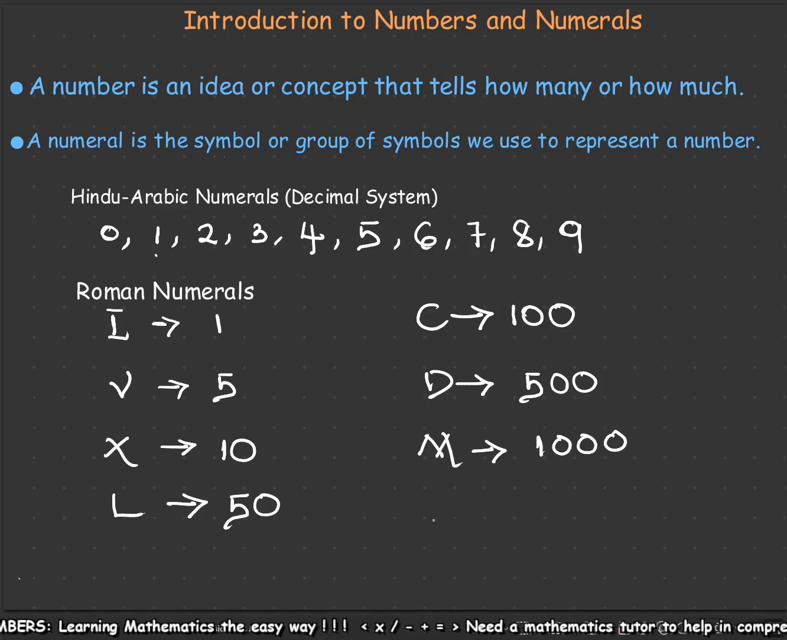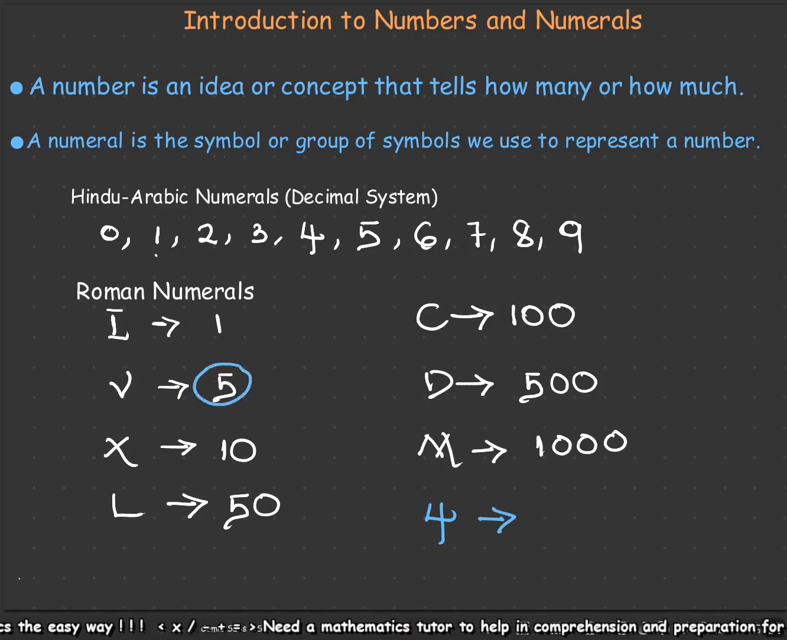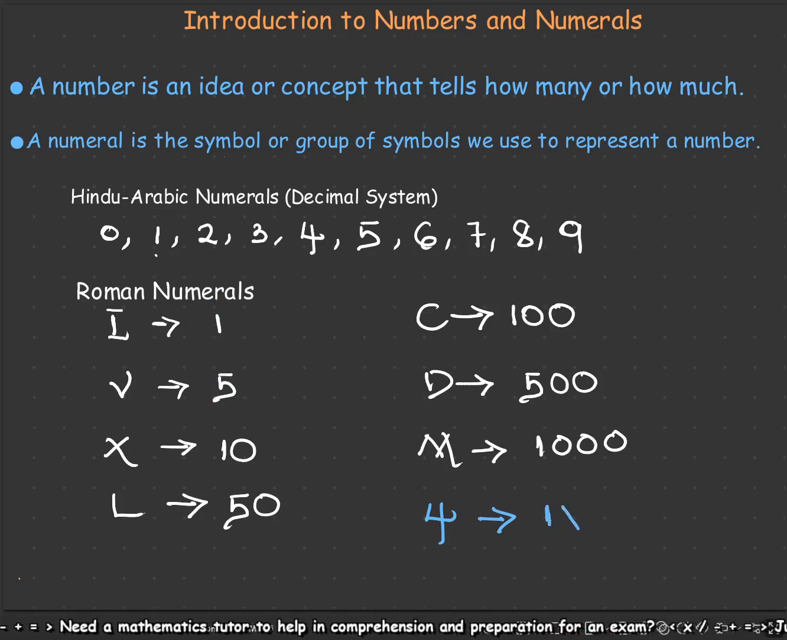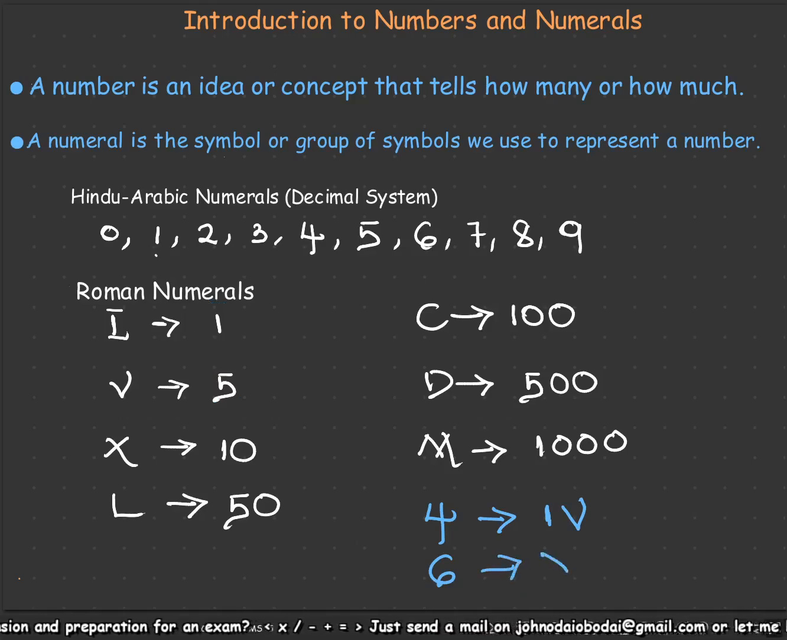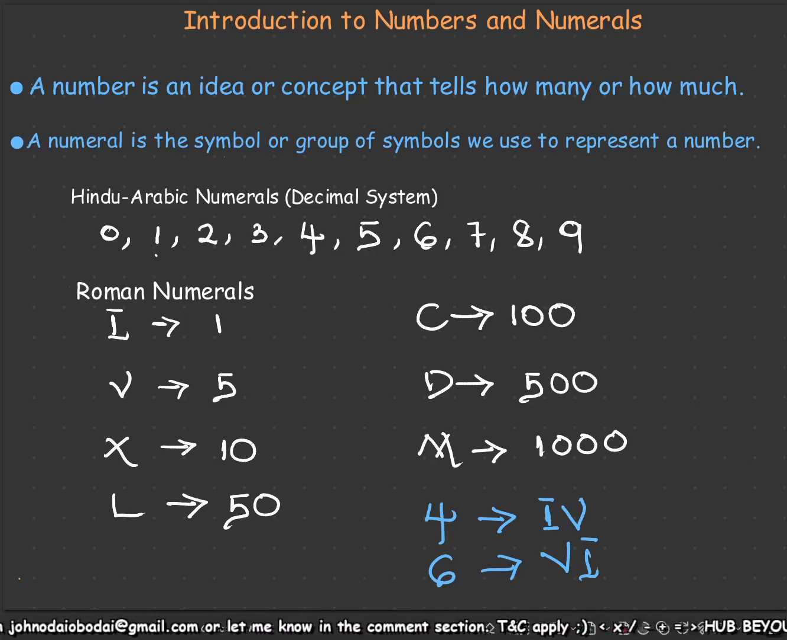So for instance, if you want 4, 4 is 5 minus 1, and you write it as I then V. Meanwhile, 6 is 5 plus 1, but I write it as V then I. You get it? So there are rules that we use to form these numbers. We'll talk about that in another lesson. So these are the two main types of numerals we would look at in this lesson.